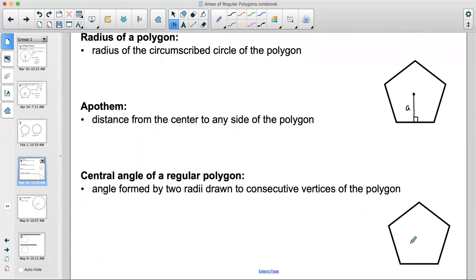And then the central angle: if I have a radius here and a radius here of the polygon, then this angle right here is called the central angle. We discovered the way to figure out its value. You take 360 and divide it by the number of sides of the polygon. This one has 5 sides, so it would be 360 divided by 5, which we saw was 72. If it had 8 sides, it'd be 360 divided by 8. If it had 17 sides, it'd be 360 divided by 17. It's just whatever that number is. That's called the central angle.